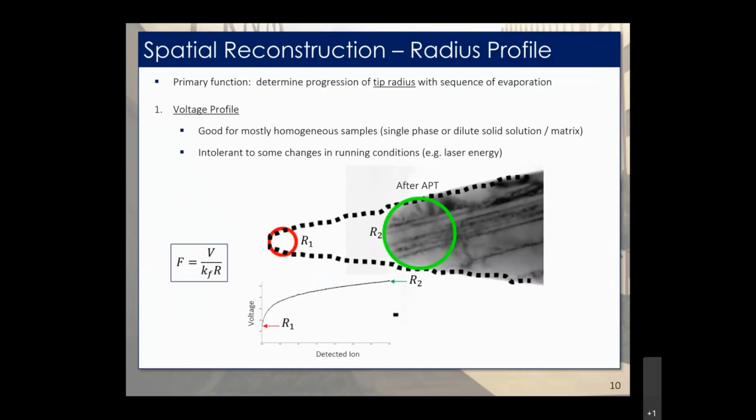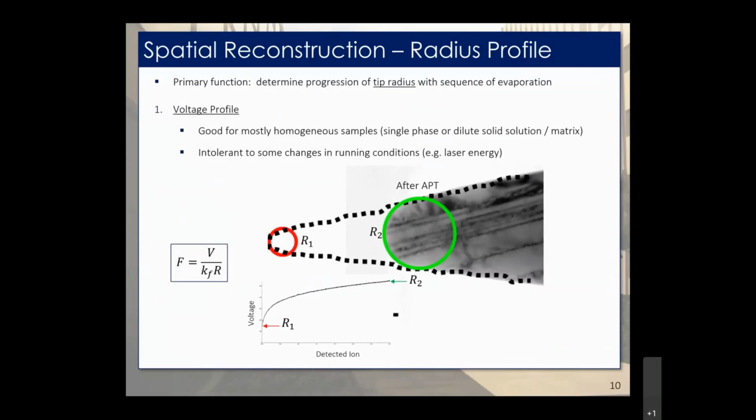So then this brings us to the spatial reconstruction stage. And one of the main aspects of this is defining how the radius of your sample, the radius profile, so radius with respect to Z, can be defined. There's a few different ways we can do that. So one of the most common is to use the voltage profile. So this is the profile of the voltage of the specimen versus detected ion.